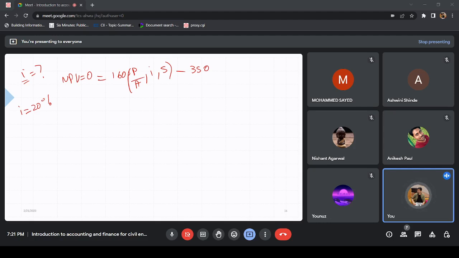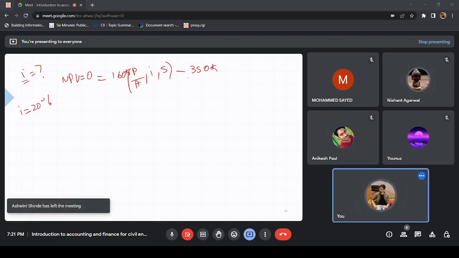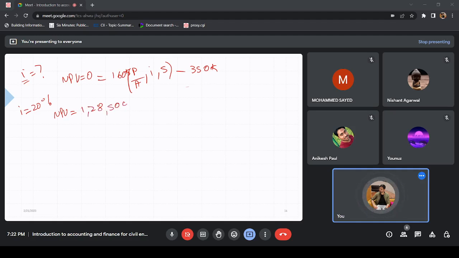I mean, we can start with any value, right? Yes, sir. So how much is it coming? Let it be in terms of 1000 only. So at i is equal to 20%, our NPV comes... can you guys calculate it? It comes around 128,500. It is positive.